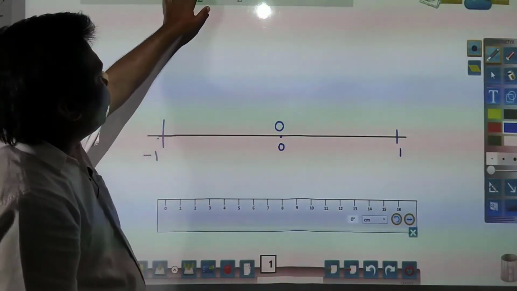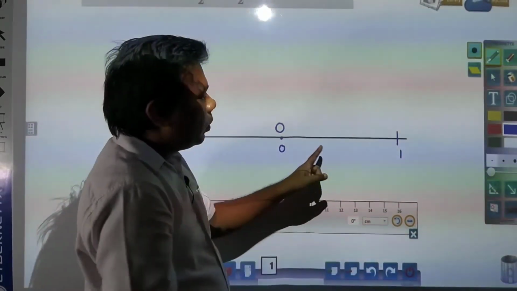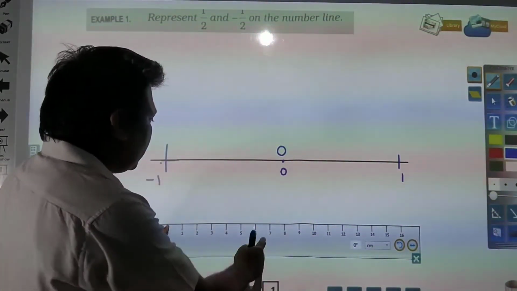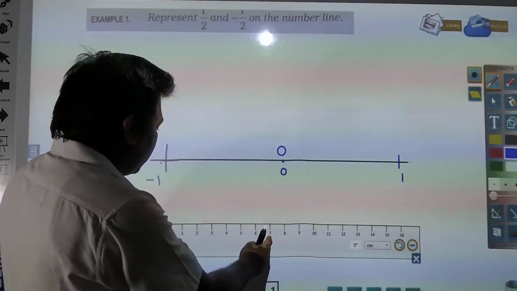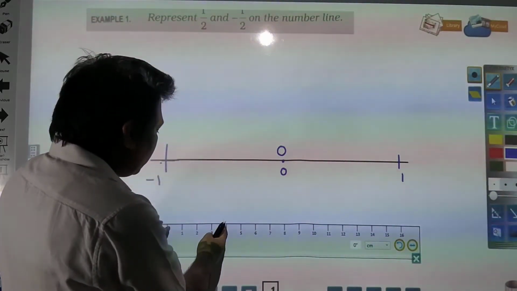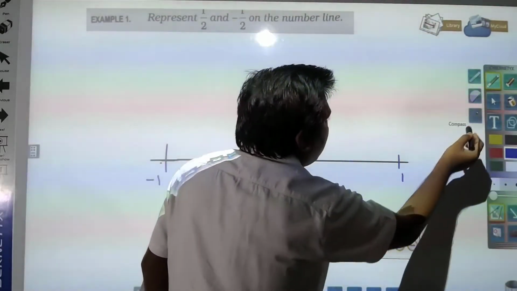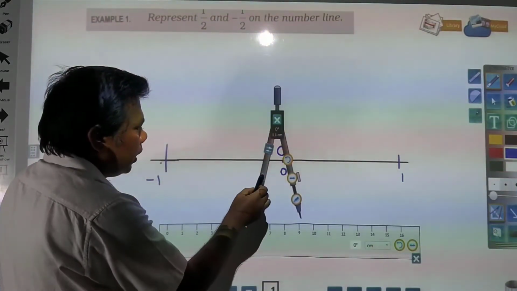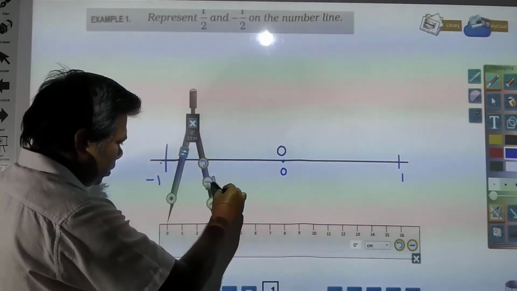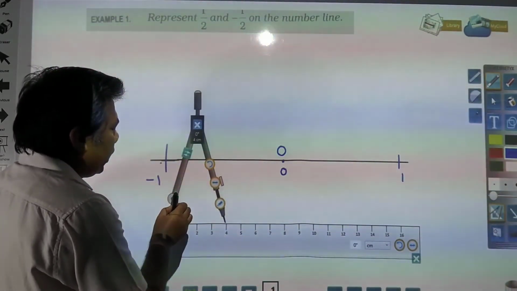Now we need to represent 1/2, and for that what is needed to be done? This portion OA is required to be divided into two equal halves. Suppose 1 unit you have taken is 8 centimeter. This is required to be made half, so that will be 4. So again with the help of the compass you need to take here half of 8, and that will be 4. This is 4.